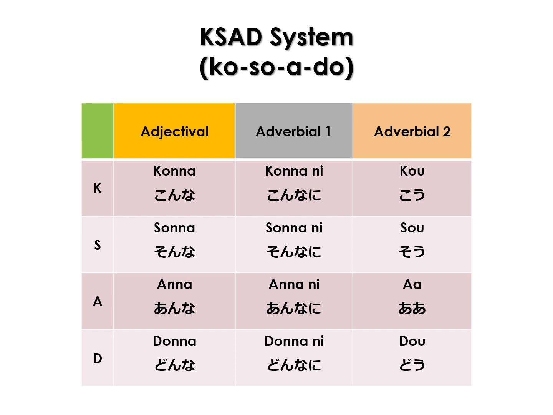Adverbial 2 would be the same. You'd say ko taberu, eat this way. So taberu, eat that way as the listener. A taberu, eat that way as the person over there. And do taberu means how do you eat?